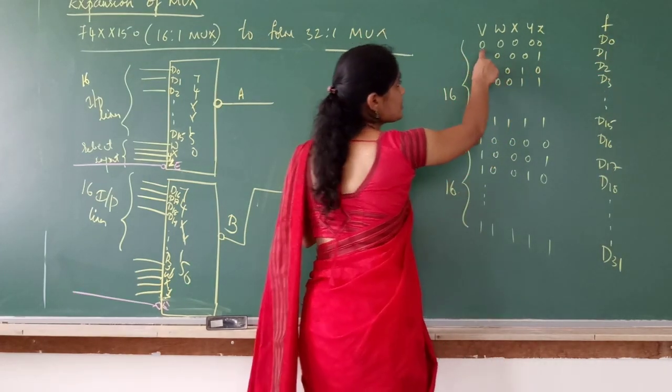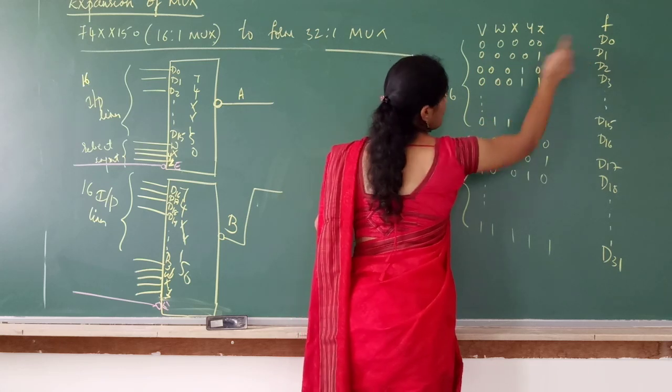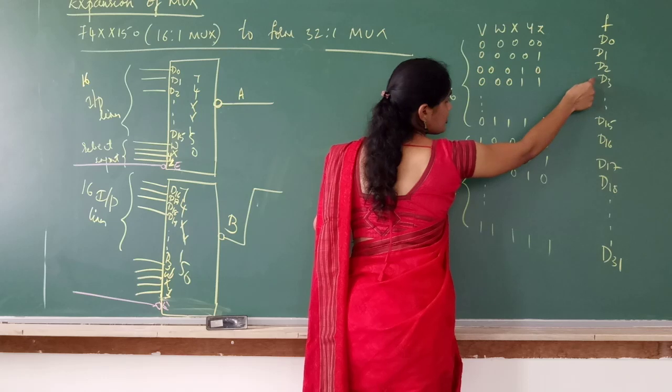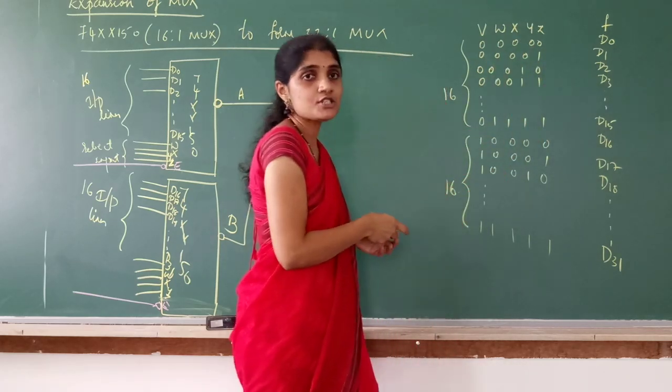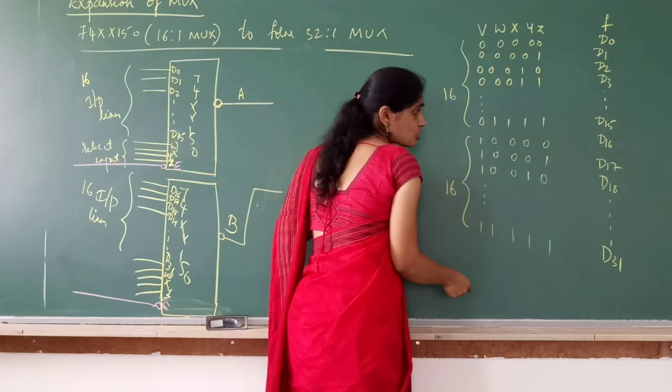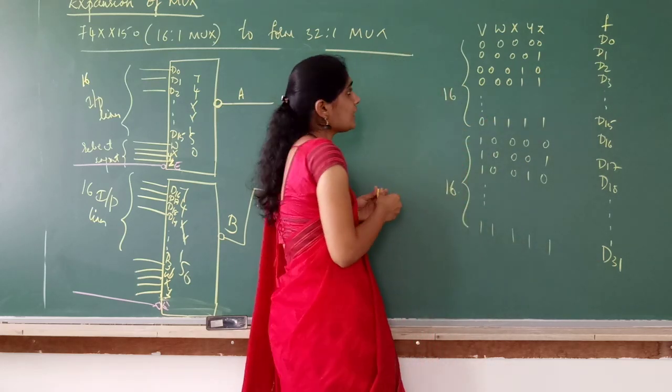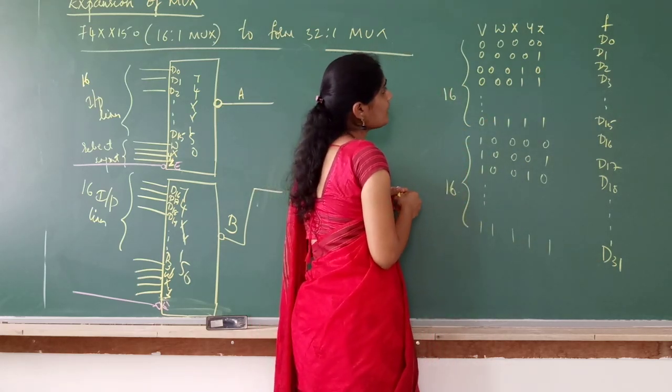So, if the select input is 0, 0, 0, 0, 0, D0. 0, 0, 0, 0, 1, D1. 0, 0, 0, 1, 0, D2. Like that, if you write the complete truth table, from D0 to D31, you are going to get the output. And just have a look at the truth table.